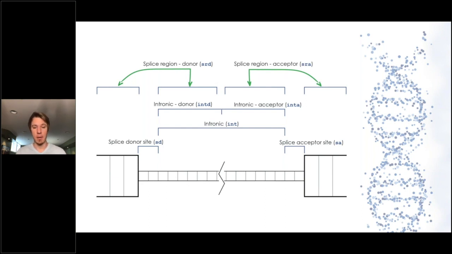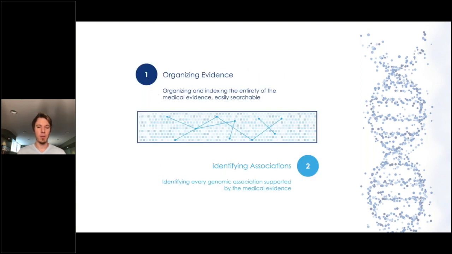So if we go to the next slide now, the way that most people, I think, see the value of Mastermind and the value of the data that we're providing is in the initial benefit that we've organized the evidence. We've organized and indexed the entirety of the medical evidence and literature, making it easily searchable. What I want to show is that that is only half of the value we provide. The other half is that we then take that data that we've indexed and we pre-identify all genomic associations. So identifying every genomic association supported by the medical evidence. So what do I mean by genomic association? That's on the next slide.